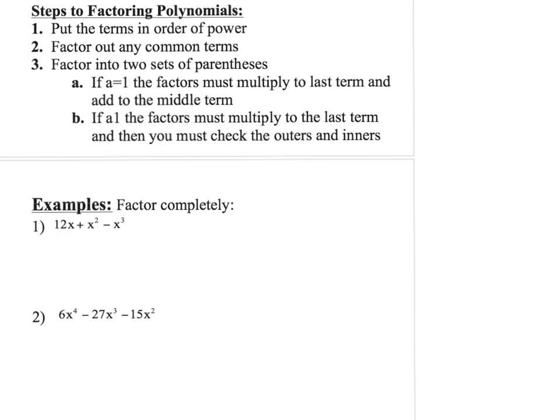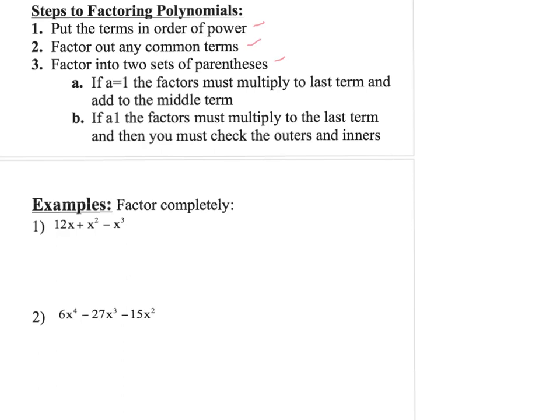Okay, so when you're factoring polynomials, the first thing you want to make sure is it's placed in order in terms of the powers on the variables. The exponents are in order. Factor out any common terms. Take out any numbers that are in common of every term, or any variables that are in common. And then you want to factor into two sets of parentheses if you can. Sometimes you're only going to factor out and then you'll be done.